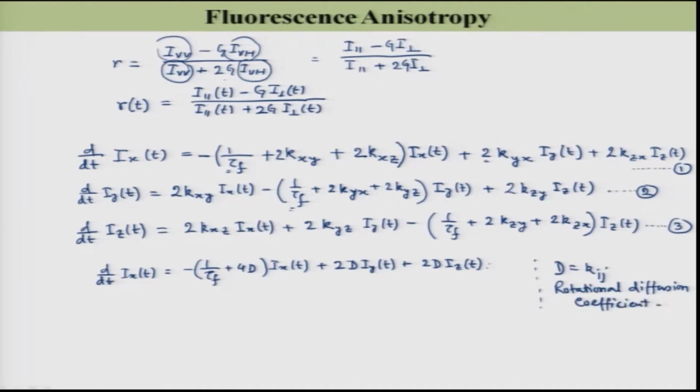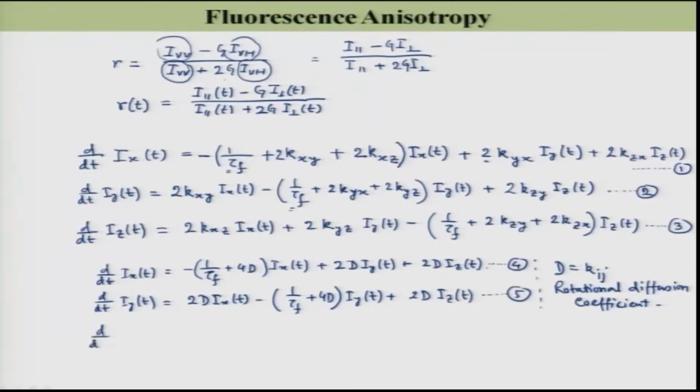right. Let me put this as equation number 4, and d/dt of Iy(t) is equal to 2d Ix(t) minus 1 over tau f plus 4d into Iy(t) plus 2d Iz(t). Let us say this is equation number 5, and d/dt of Iz(t) equals 2d Ix(t) plus 2d Iy(t) minus 1 over tau f plus 4d into Iz. Let us say this is equation number 6.